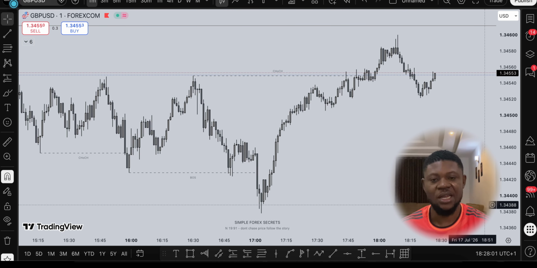Step 6, the last step, and the one most beginners ignore completely. That is, track every trade. And yes, even on a demo. Keep a trading journal. After every trade, whether it wins or loses, write down these 3 things. Why did I enter this trade? What happened after this trade? And what would I have done differently? That simple habit done consistently will teach you more about your own trading than any course ever could.